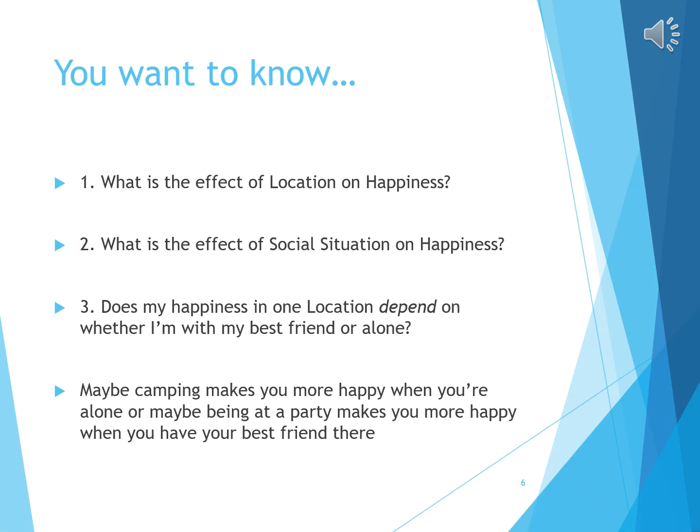But also there's a third option which combines those 2 variables. Does my happiness in one location depend on whether I'm with my best friend or if I'm alone? Because it could be that maybe, let's say, camping makes you more happy when you're alone versus being at a party makes you more happy when you're with your best friend, right? So your happiness on one of those variables depends on the level of the second variable. Things are getting a little bit more complex.